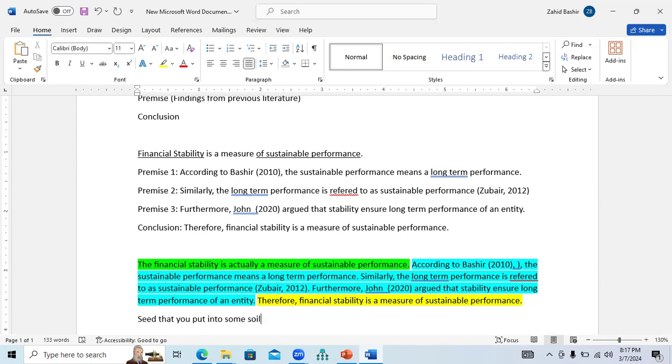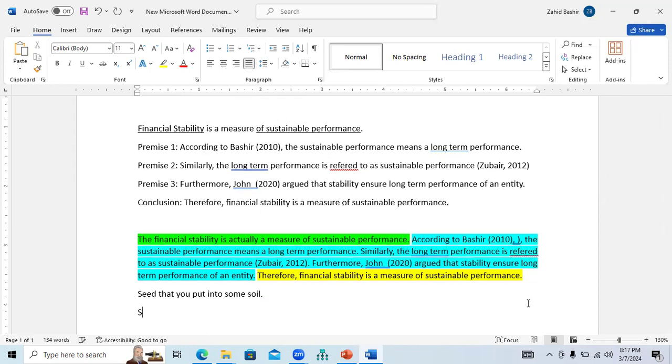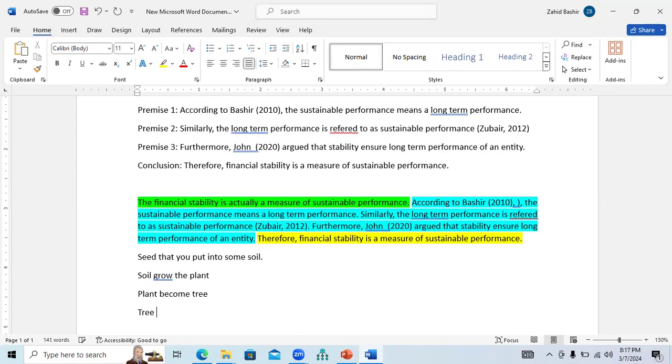This is the first thing. Then the soil basically grows the plant, then the plant becomes a tree, and then the tree basically grows fruit. Now this is a logical sequence. So you can never write that the tree grows fruit first and then arrange the other things. So always remember that you need to have a logical sequence in your argument.